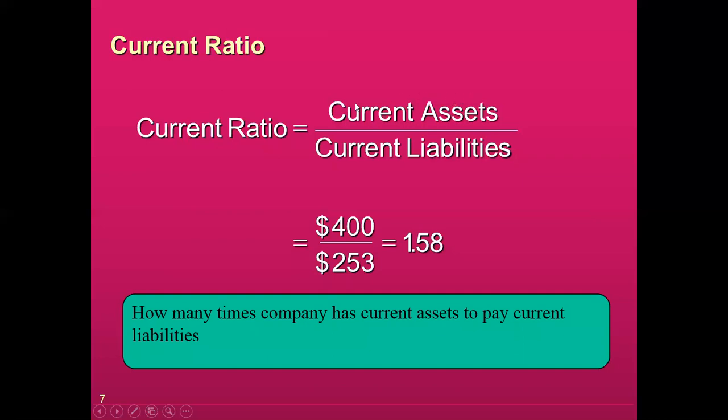In current ratio, we take all the current assets of the company and we divide by current liabilities. For illustration purposes, we are given these two information. If company assets are 400 and liabilities are 253, then the answer will be 1.58. Look, if company has more assets as compared to its liabilities, it means that company can pay these liabilities with the help of these assets. So that's why when current ratio is given, we say how many times company has current assets to pay its current liabilities. If it is more than one, it means that company has more assets as compared to its liabilities.